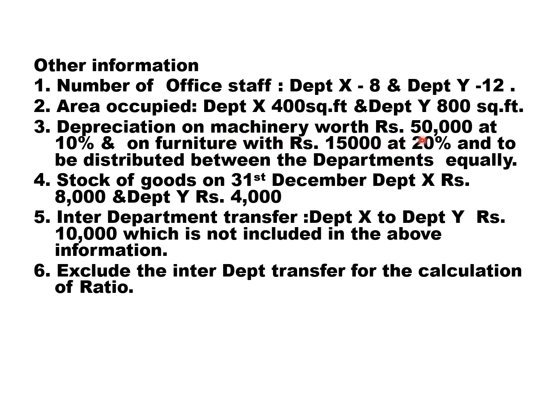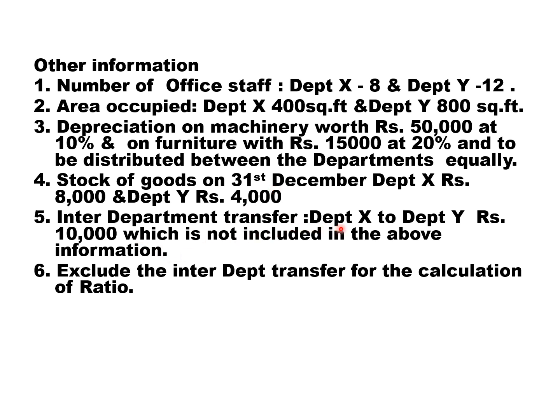Depreciation on machinery worth rupees 50,000 at 10% and furniture with 15,000 rupees at 20% is to be distributed between the departments equally. So depreciation to be calculated and then to be distributed in equal ratio 1:1. Stock of goods on 31st December, department X 8,000, department Y 4,000. So this is called closing stock.